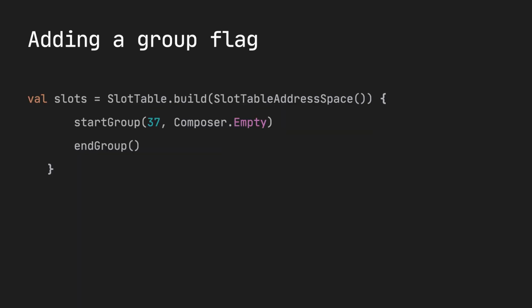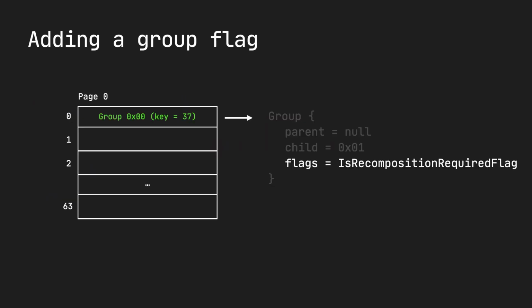Suppose I had this group we just looked at. The way I could add a flag is by using the add flags method, and I'm adding the is recomposition required flag just like this. If I want to add multiple flags, I could call this method again and again for each flag that I want to add. So this is what it looks like.